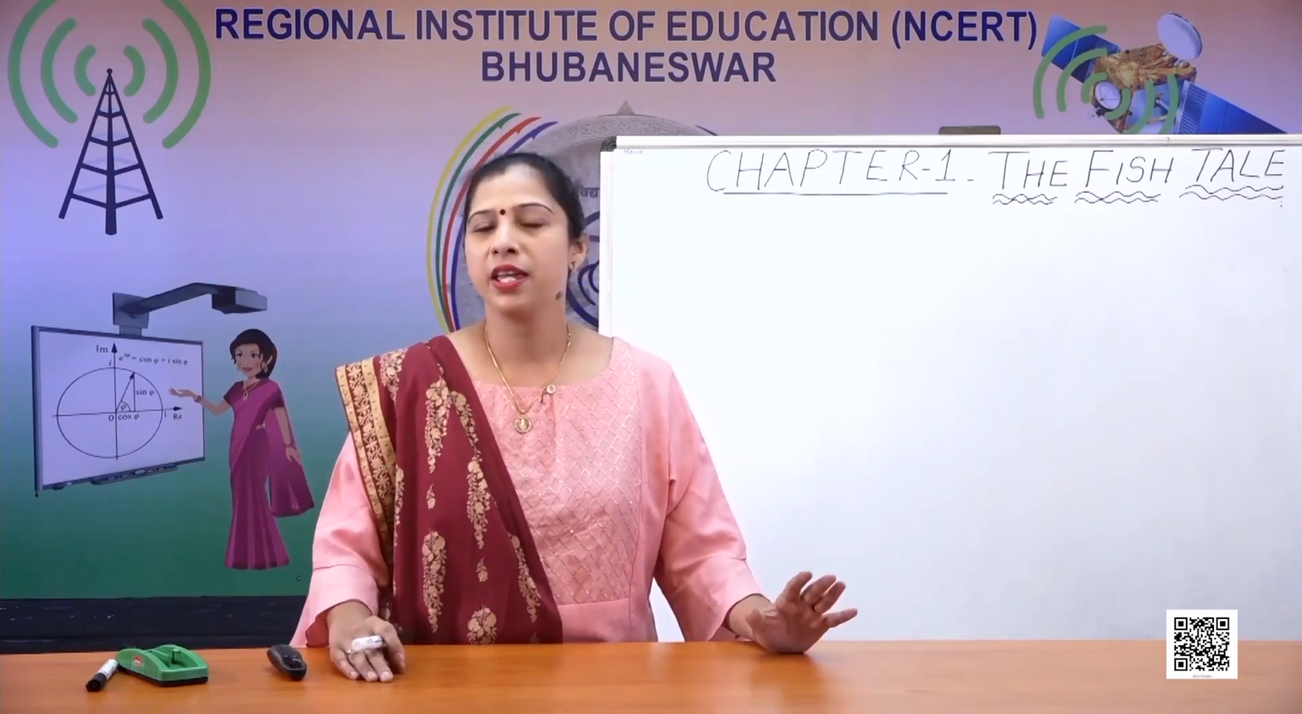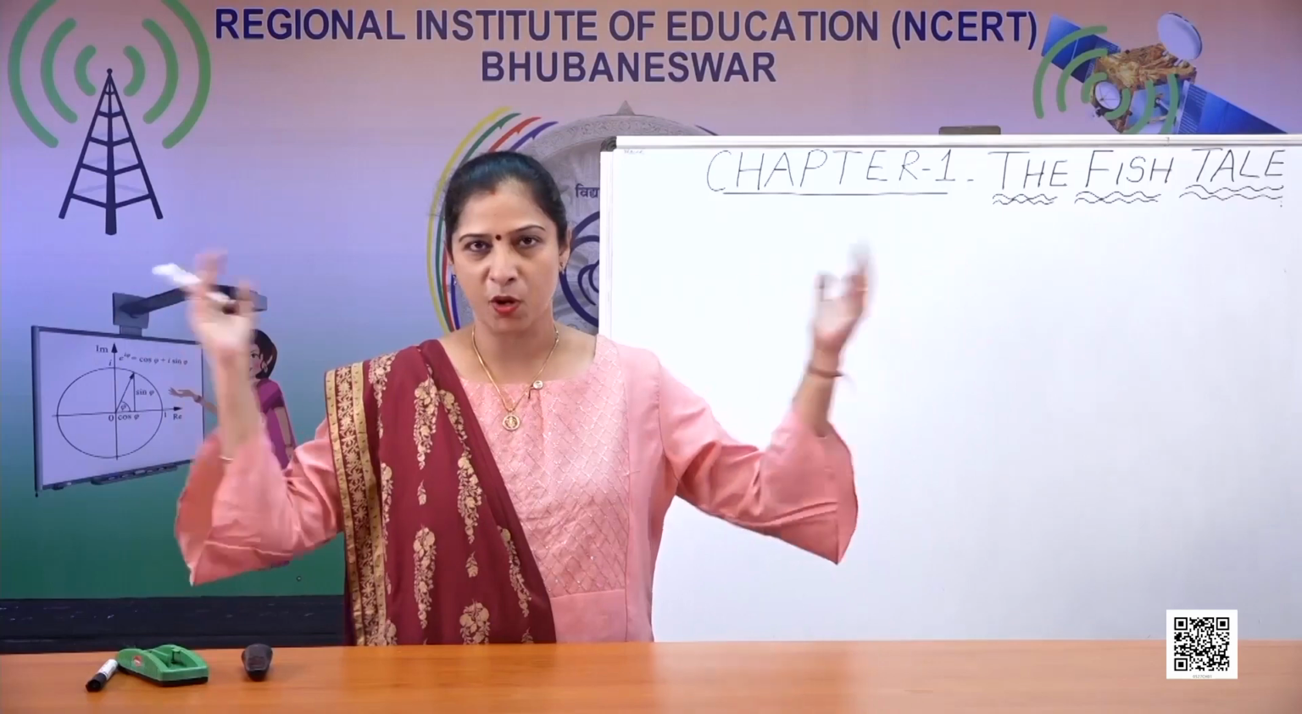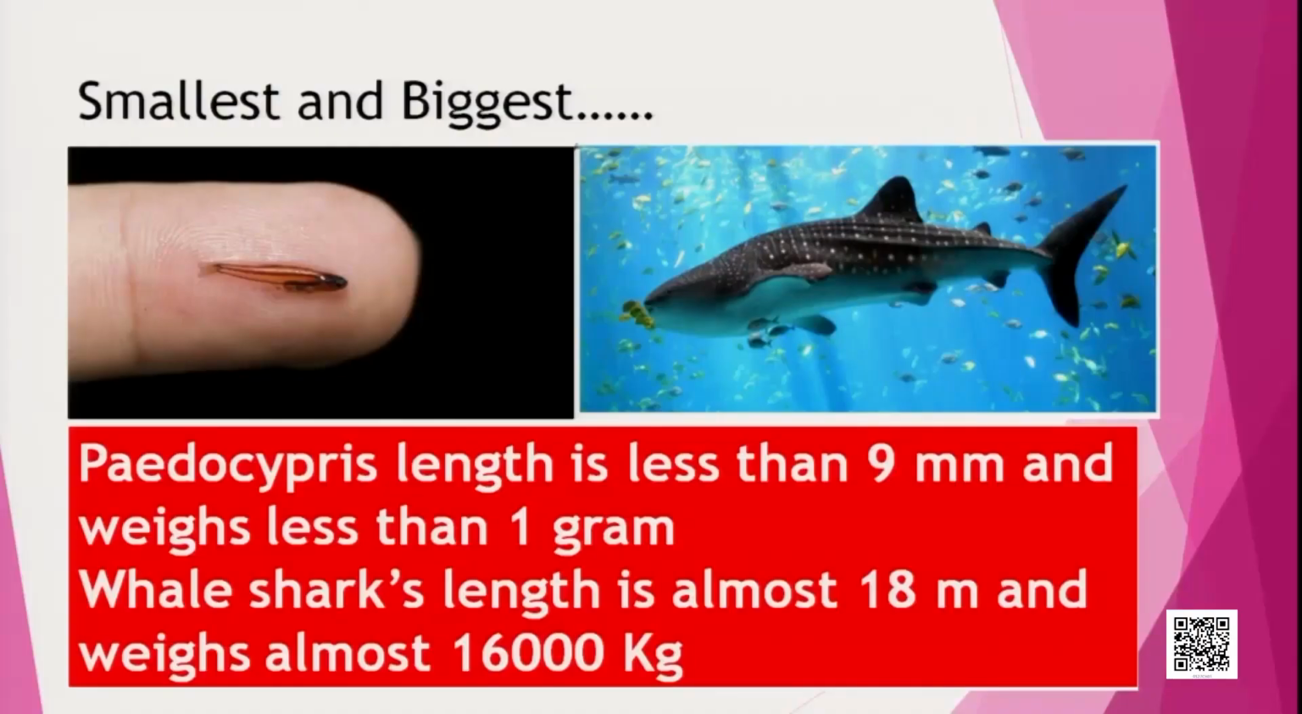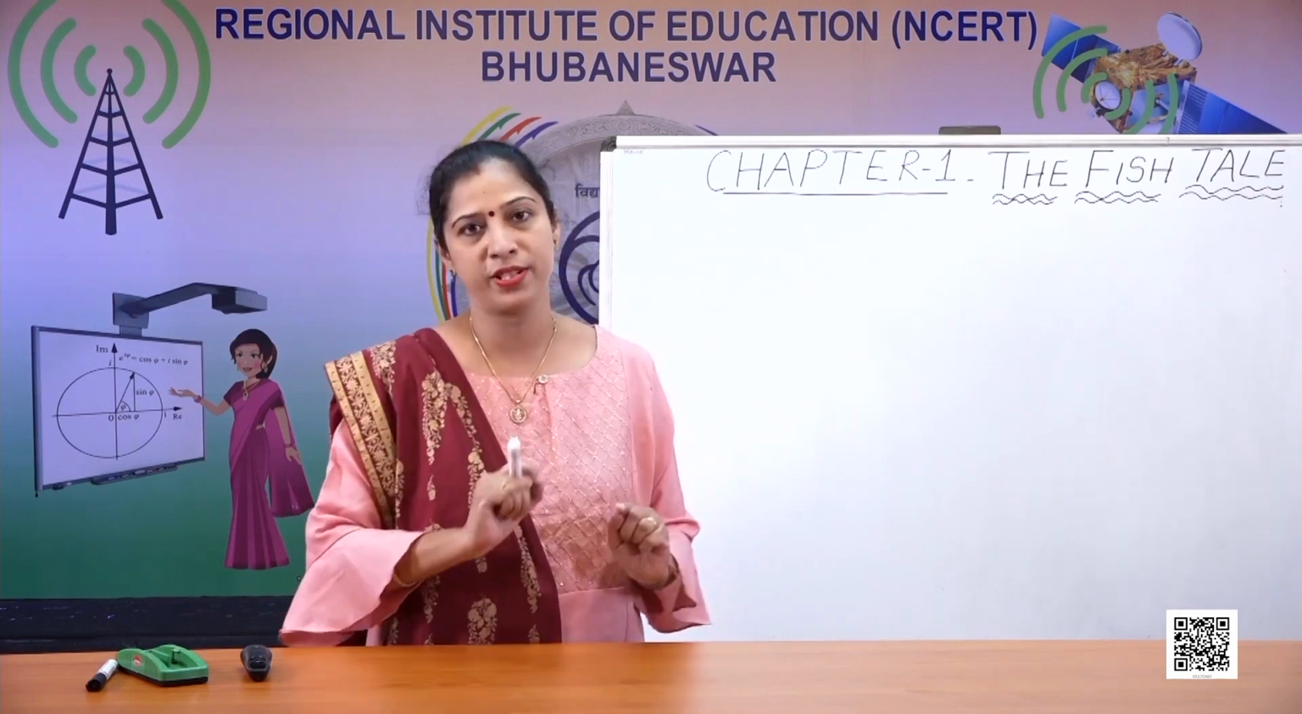Now, children, water is a very vast body. Ocean, sea, they are very vast. And different types of fish live there. When we are talking about the smallest fish, its name is Pedocypris. Its length is less than 1 centimeter, just near to 9 millimeter. Can you imagine? That is why in the picture you can see how small it is. It is so small that it can just fit into the tip of your finger.